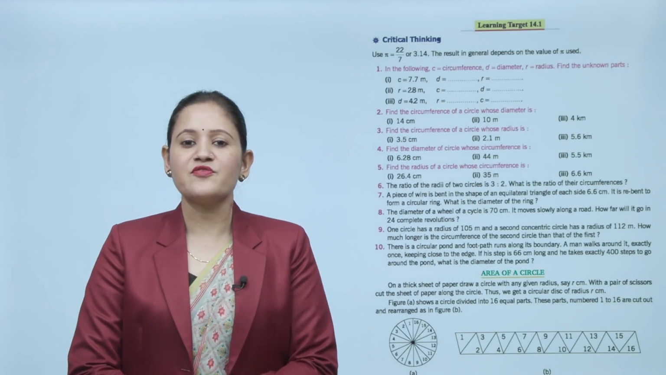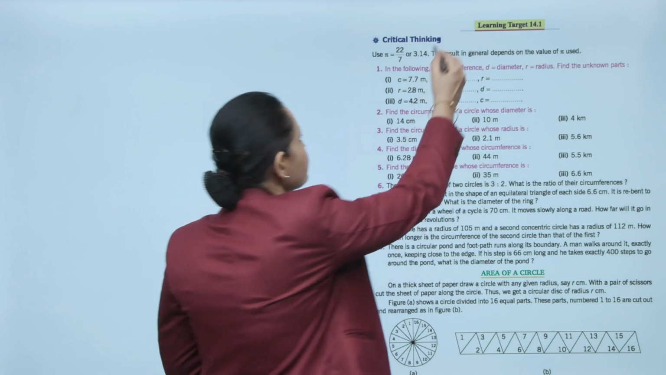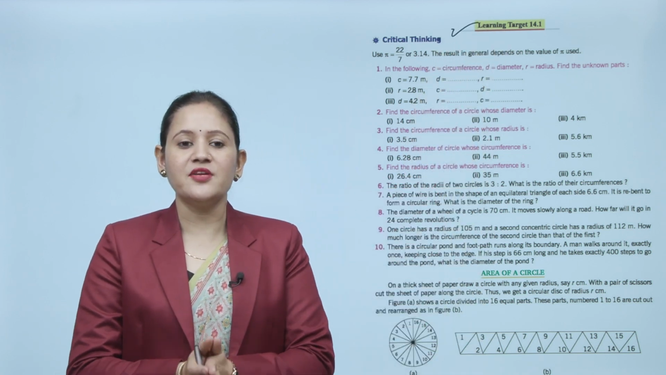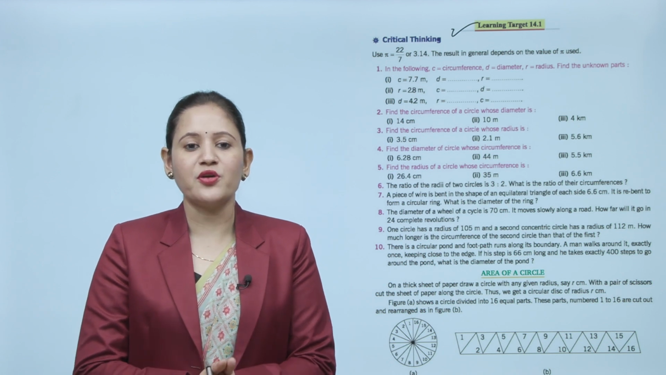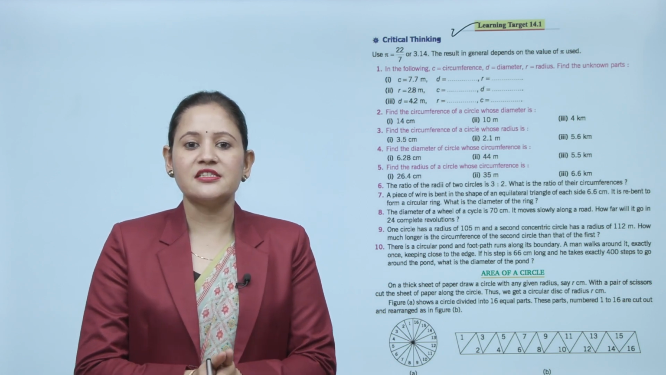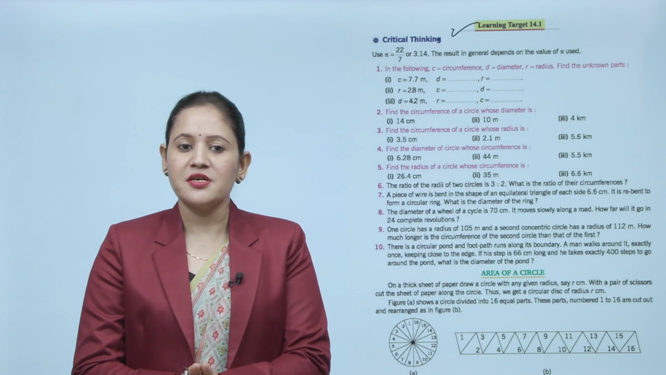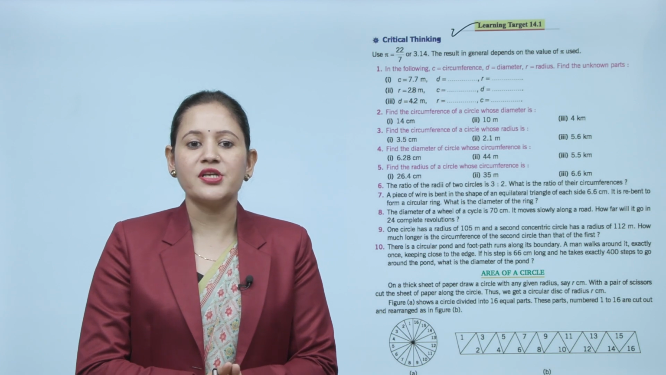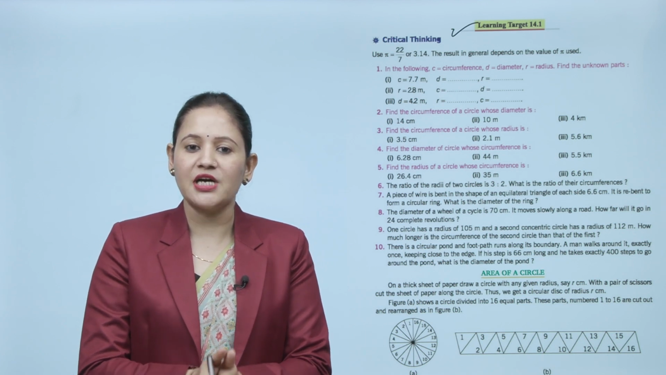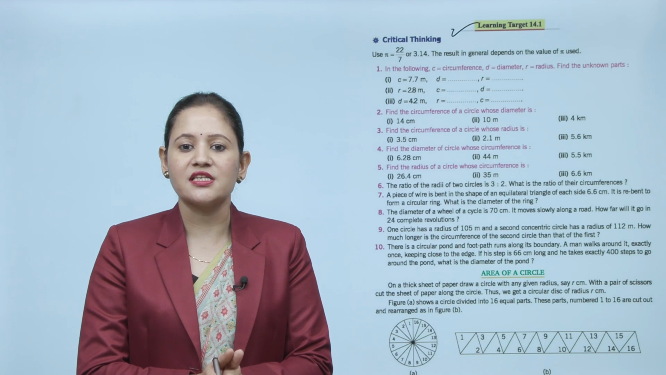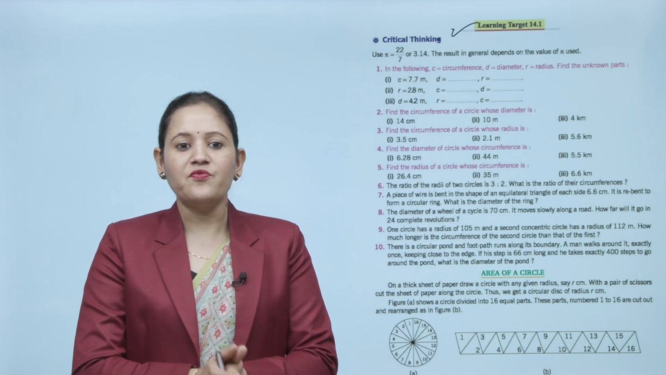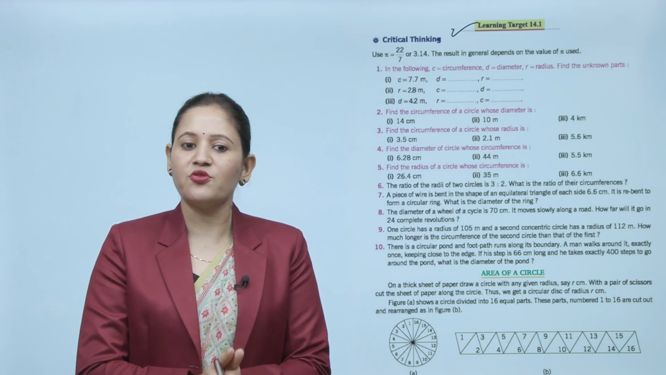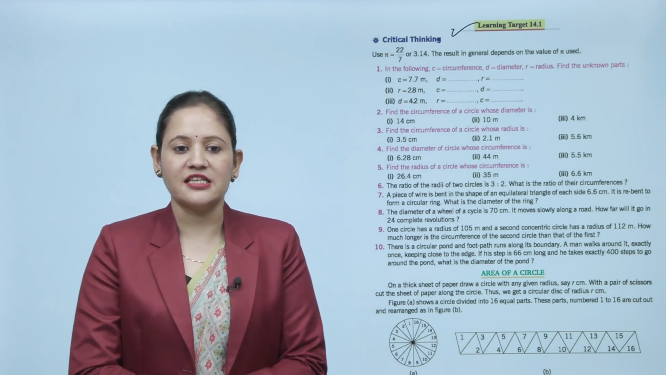Next is learning target 14.1. Critical thinking. Use pi equals 22/7 or 3.14. The result in general depends on the value of pi used. Means the result depends on what value of pi we are taking. In the following, C equals circumference, D equals diameter and R equals radius. Find the unknown part. In the first question, C, circumference, is given, that is 7.7 meter. We have to find out diameter and radius.